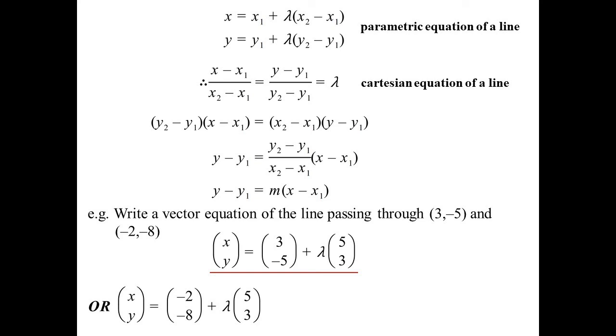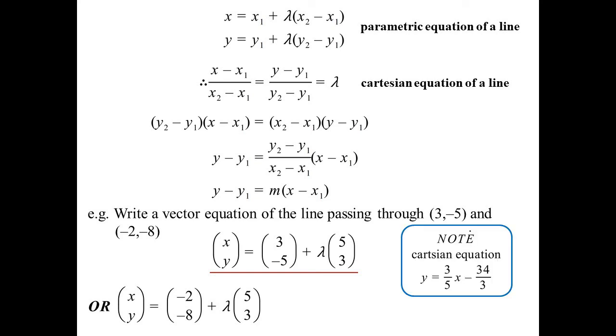Now, how do you set that up? Have a look. There's the Cartesian equation of that line if I'd worked it out. It would have been y equals 3/5 x minus 34/3. Well, the 34/3 doesn't really matter. What I'm interested in here is the slope. See how the slope of the line's 3/5? Now have a look at that vector that's multiplied by lambda. So effectively, that's your slope of the line.